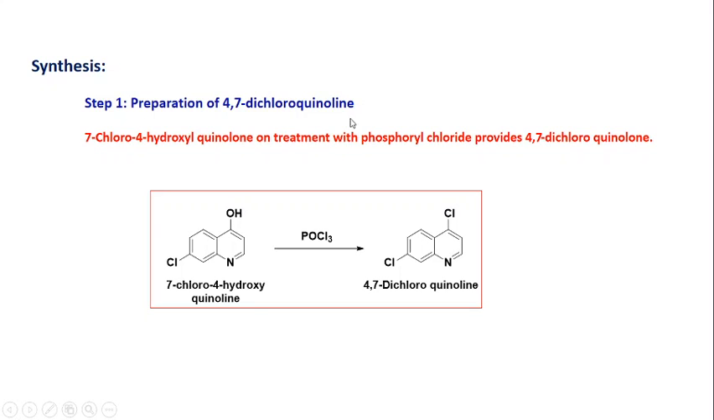7-chloro-4-hydroxyquinoline, on treatment with phosphoryl chloride, POCl3, gives us 4,7-dichloroquinoline. The OH here gets replaced by Cl. What happens? The O attacks the phosphorus and one Cl group gets removed, and this negative Cl gets attached over here, PO2Cl2 is formed, and we get the chlorination.